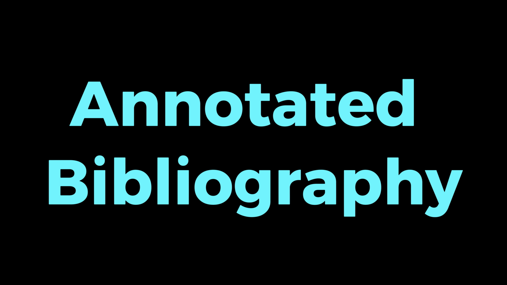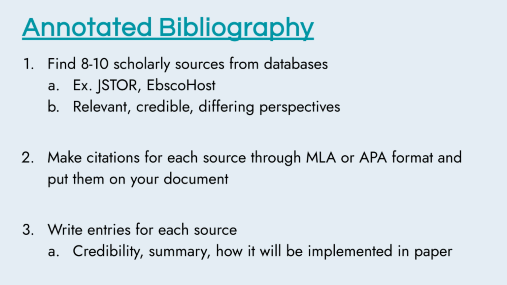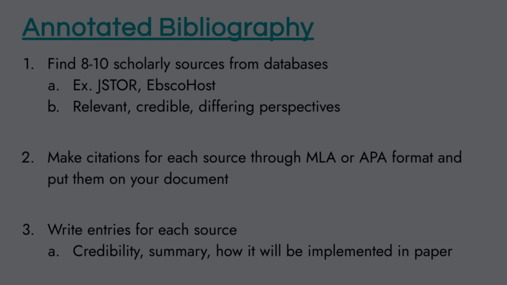With your new research question, it is time to start crafting your annotated bibliography. In order to complete the annotated bibliography, begin by finding 8 to 10 scholarly sources from the databases that your teacher will provide. Usually, the best databases are JSTOR and EBSCOhost. Find sources that you feel are relevant, credible, and provide differing perspectives to the topic at hand, which is your research question. With these sources, add them to a document and then write a paragraph which explains the author's credibility, then a summary of the source, and finally how you will implement it into your own paper.